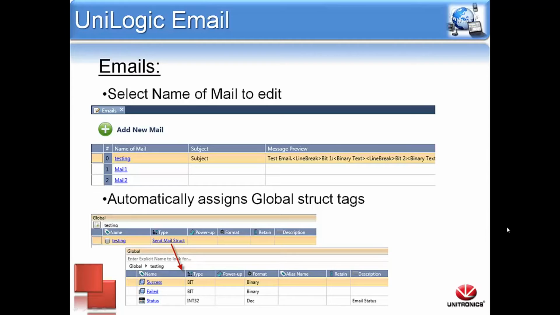After selecting emails, you can add and configure different mail messages. Selecting Add Mail Messages adds a new message and automatically assigns a global struct with specific tags. These tags are a bit for success and fail, and an integer email status. To configure each message, simply click on the name of the mail message in order to open the Mail Composer.